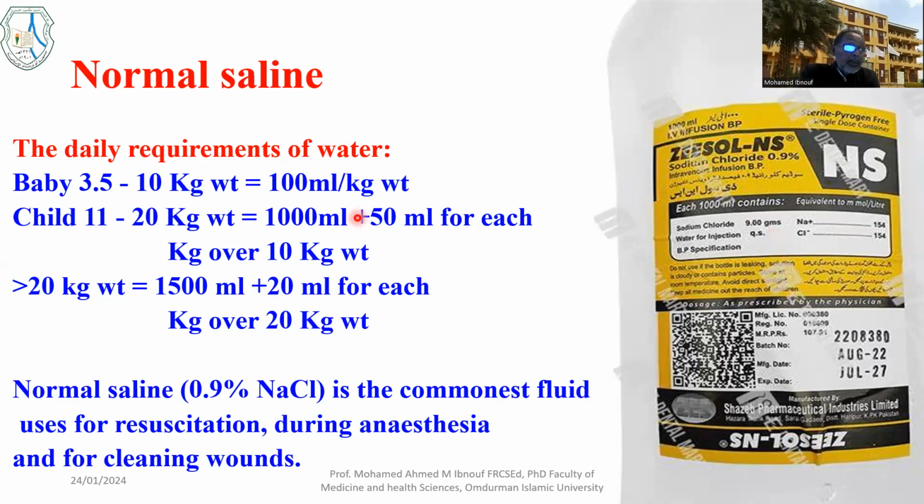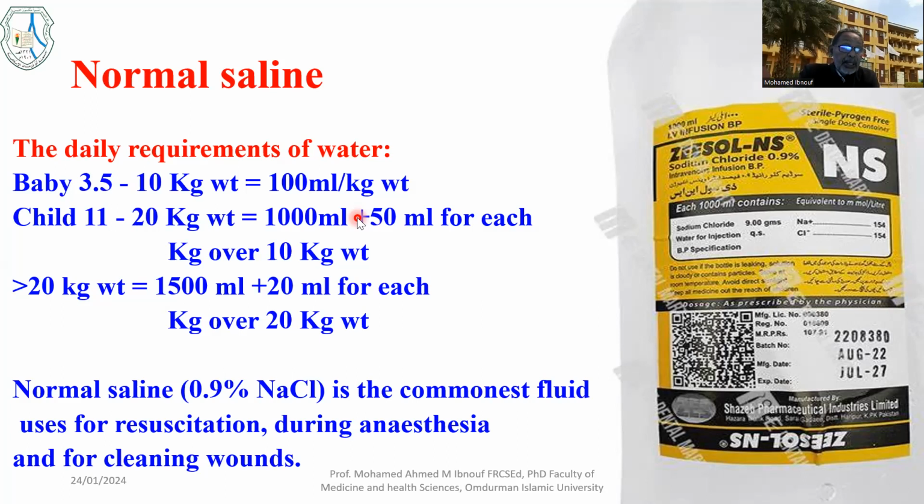Now the daily requirement of water for a baby between 3.5 to 10 kilogram body weight, we have to give 100 milliliter per kilogram body weight. Now, if the child grows up and the weight is 11 to 20, we have to give 1 liter plus 50 milliliter for each kilogram body weight over 10.